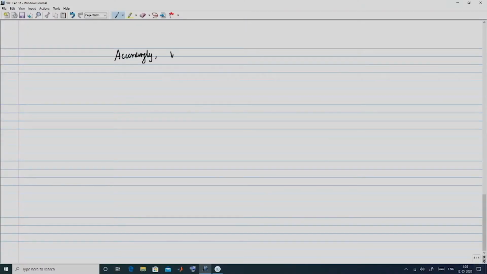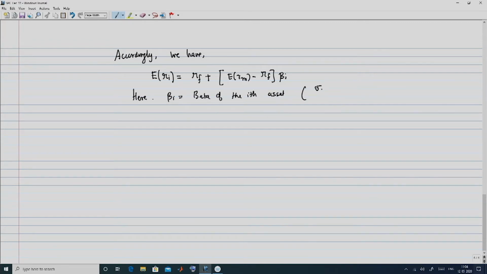So, accordingly, we have E(Ri), the expected return on the ith asset, equal to RF plus (E(RM) minus RF) times beta i. Now, let me identify the terms here. Here beta i is the beta of the ith asset, which will be given by sigma im by sigma m square.